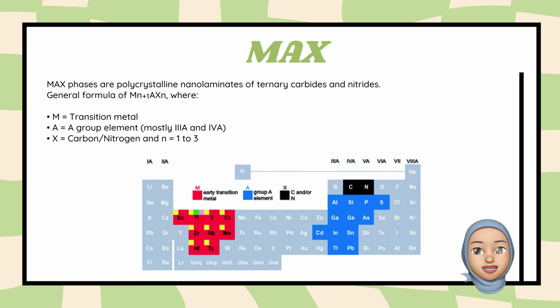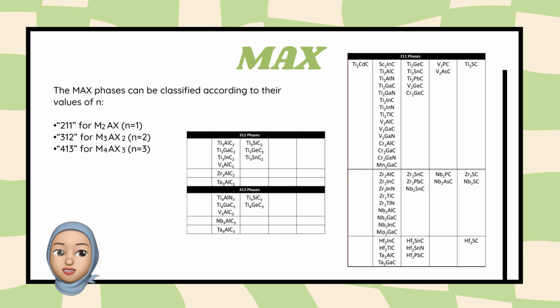What are MX? MX phases are a class of layered ternary carbides and nitrides with the general formula Mn+1AXn, where M is an early transition metal, A is a group element, mostly from groups 13 to 16, and X is carbon and/or nitrogen. These materials are structurally layered, with each unit cell consisting of n layers of MX interleaved with a single layer of A. MX can be classified based on the value of n in their chemical formula, which determines the number of metal layers in the structure.